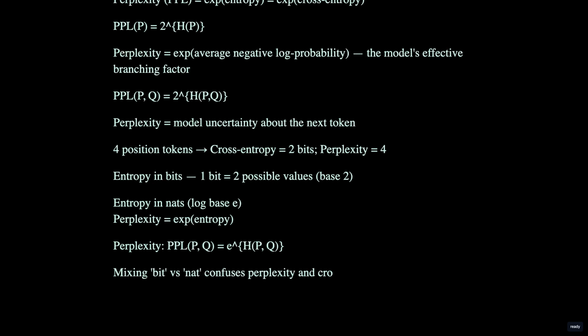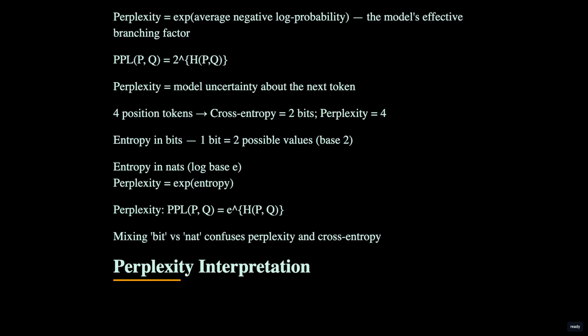Because bits and nats use different logarithm bases, mixing them changes the numeric values you report. Many people end up quoting perplexity when they meant cross-entropy. Remember that perplexity equals exp of cross-entropy, so unit confusion can make model comparisons misleading. In this section, we'll define what perplexity measures for a language model and how to read its values.